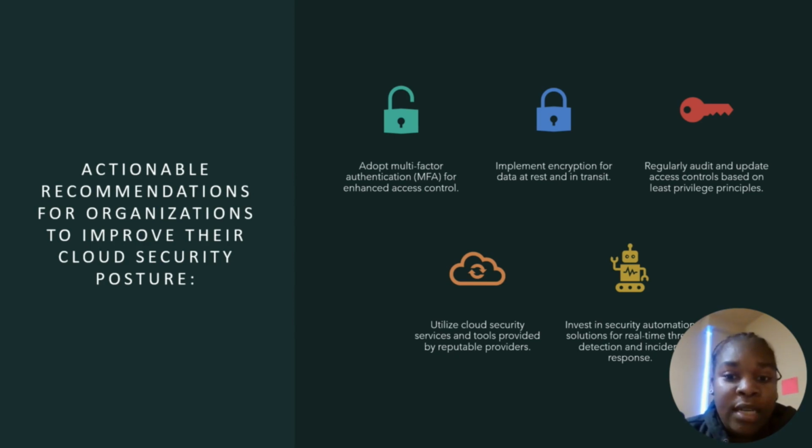And then the second one is to implement encryption for data at rest and in transit. So imagine your data being a secret code, and encryption is like turning that code into a secret language that you and your computer can understand. So even if someone gets their hands on this data, they won't be able to read it without the special key to unlock it. And then the third recommendation is to regularly audit and update access controls based on the least privilege principle.